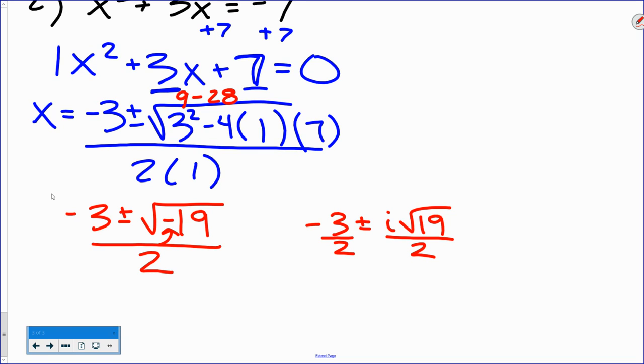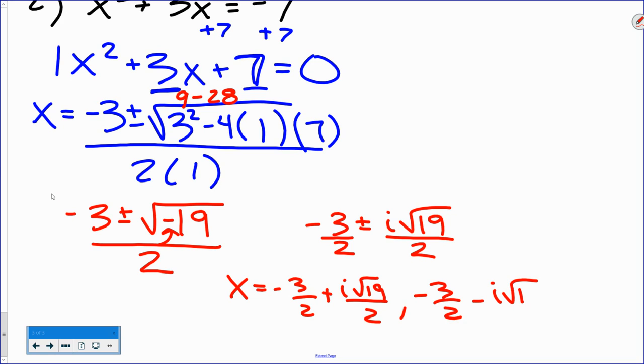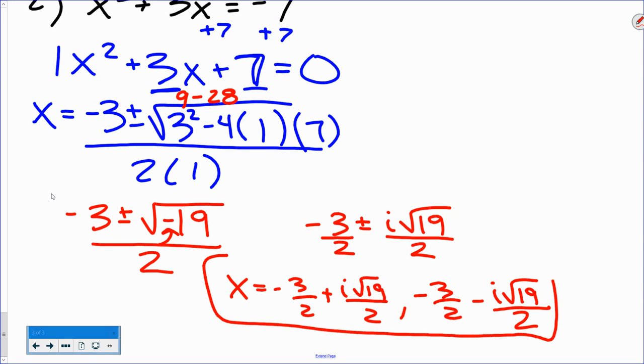Now in Math Excel, I'd be writing negative 3 halves plus i square root of 19 over 2, comma, negative 3 halves minus i square root of 19 over 2. So kind of a lot to type in, right? But that is what's happening. So same math, but now we're just getting a negative in the square root.